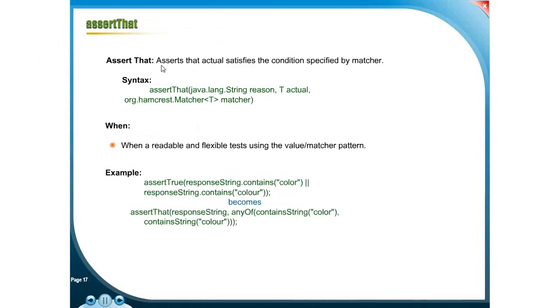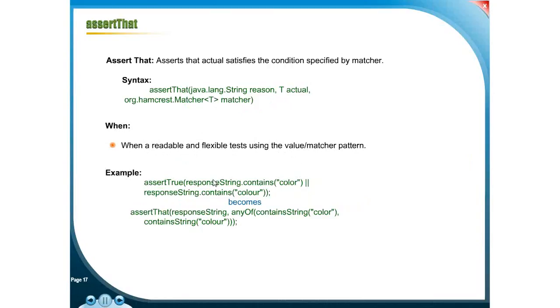Here assert that asserts that actual satisfies the condition specified by a method. Here you can see assert that. There is a string message, and here you can see T actual, and there is some matcher here. Third argument, what is it? A matcher. Look at the example here. It gives readable and flexible text using the value and matcher patterns.